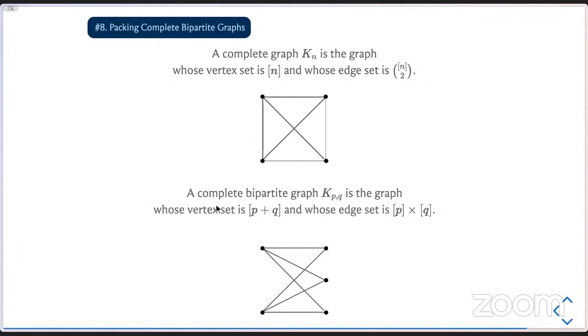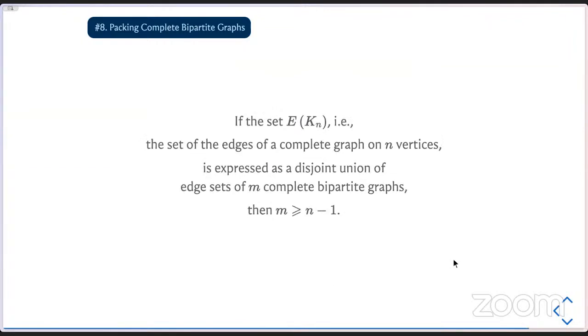You're trying to cover this using a combination of these structures where you have P points on one side, Q points on the other side, and you have P times Q lines that join all of these points, right? So you're trying to sort of patchwork your way into covering all the edges in this object with a bunch of these kinds of smaller objects, okay?